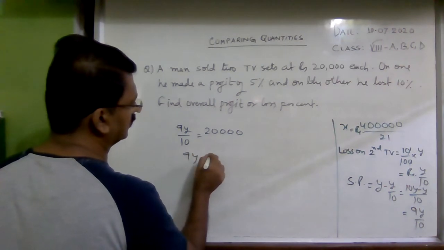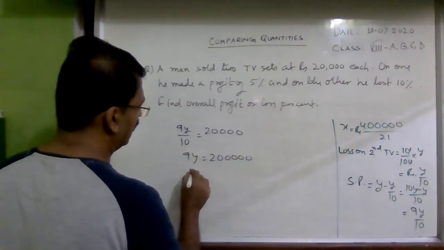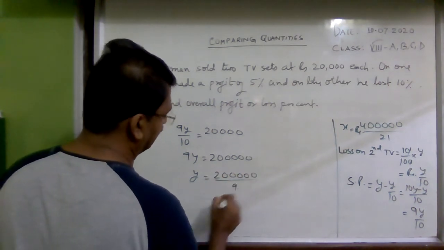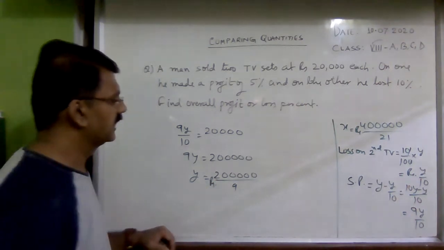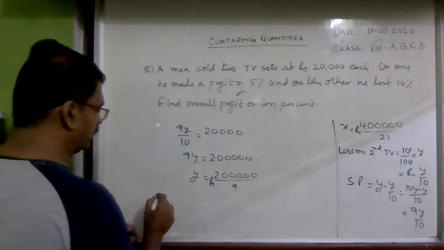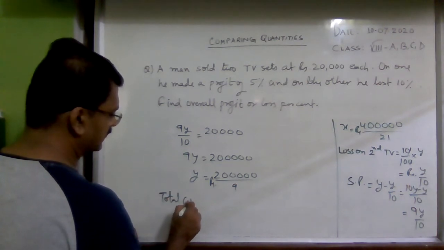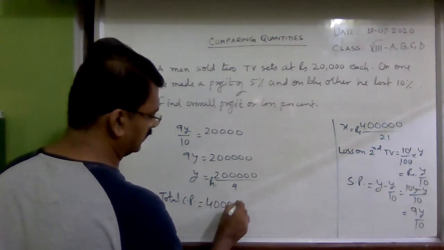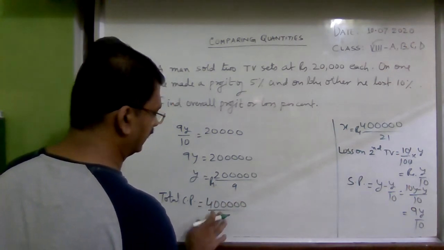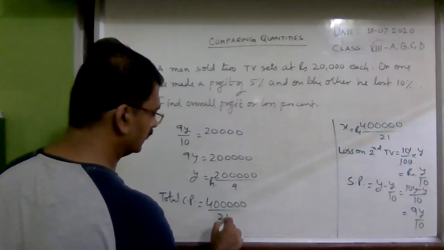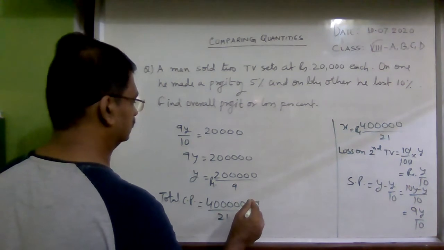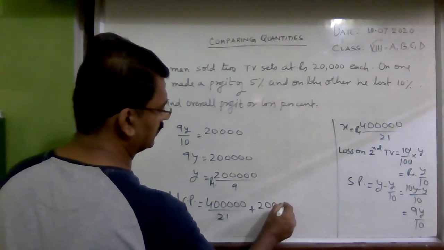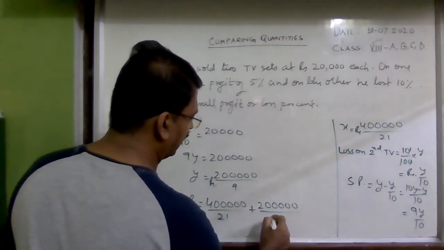So 9Y is equal to 2,000,000. Y is equal to 2,000,000 upon 9. So this is the cost price of the second television. Now total CP is equal to 4,000,000 upon 21 plus 2,000,000 upon 9.